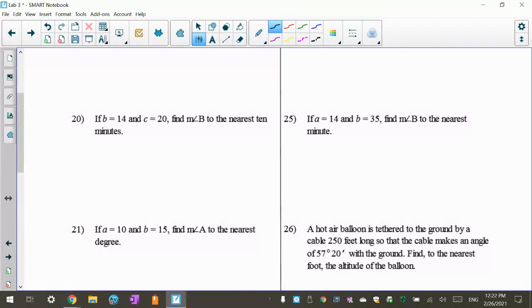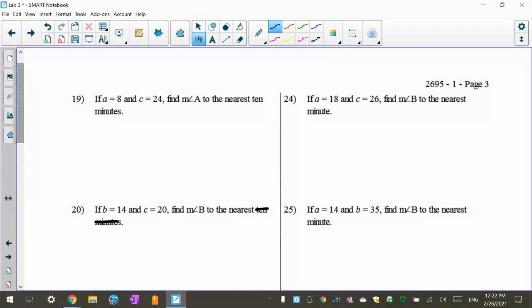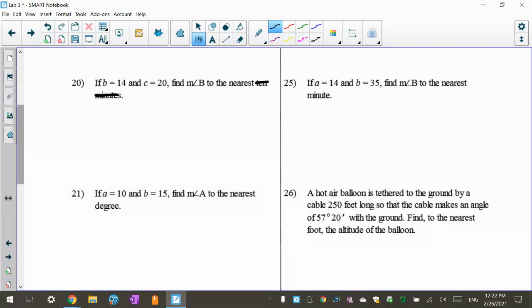Now here, a lot of these problems say to the nearest 10 minutes. I don't want you to worry about that. Just go to the nearest degree, okay? So 19 says the same thing, nearest 10 minutes. Just go to the nearest degree, all right? So I'm going to do 20.